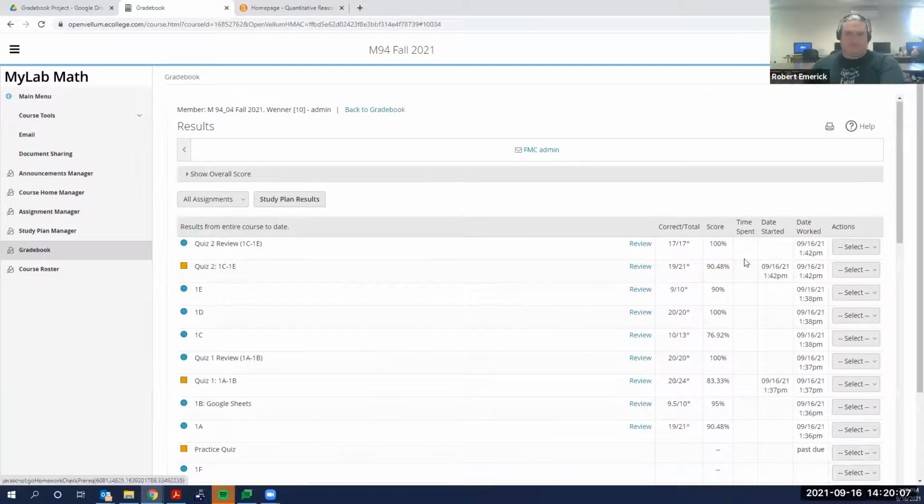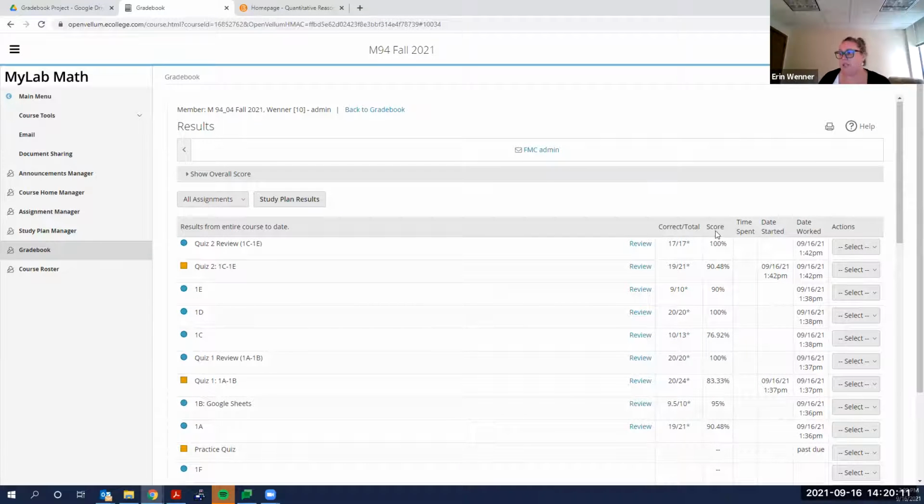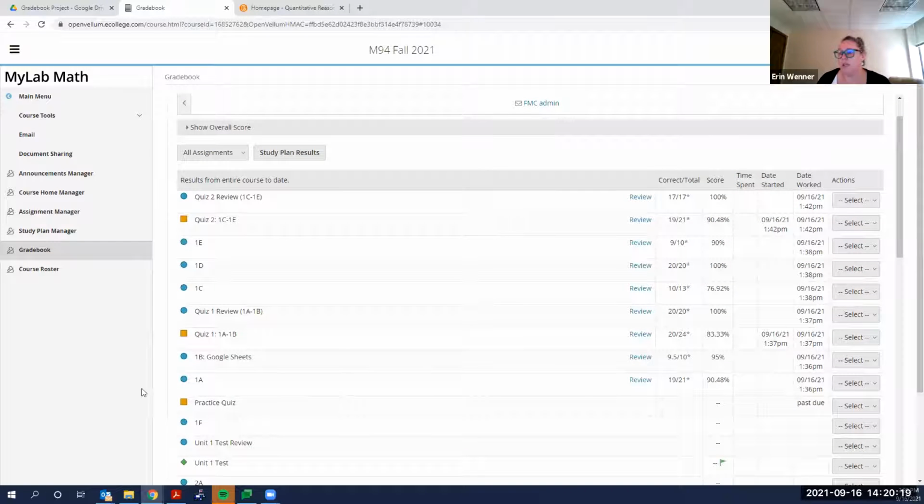Okay. So when you're in there, it should tell you the assignment, your correct total, and then your score. It gives you your score as a percentage. So when I look at 1A, I have a 90.48. It might be helpful on a piece of paper to write this down, but instead of putting the 90.48, you're going to move that decimal point one time.